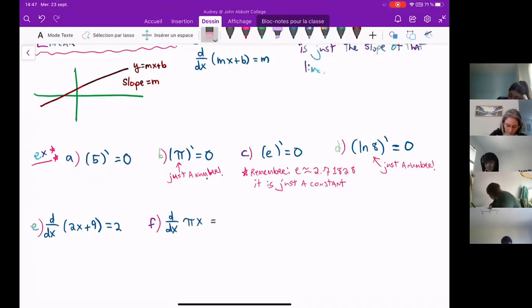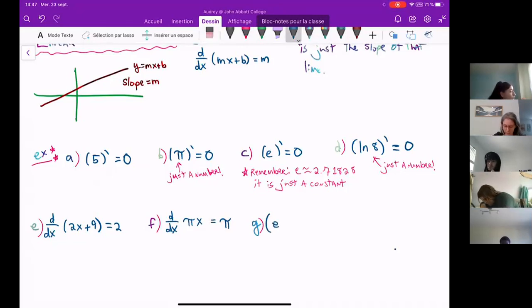What about this? You got it. This is just another line whose slope is pi. Notice it doesn't matter which notation I use. I use d dx, but I can also use prime, and you'll see them interchangeably.